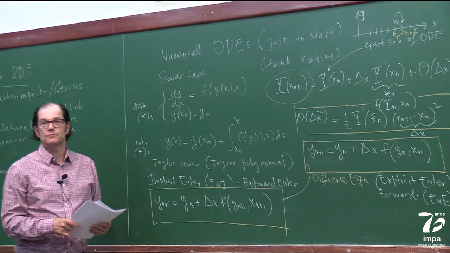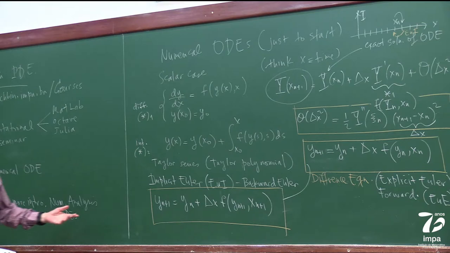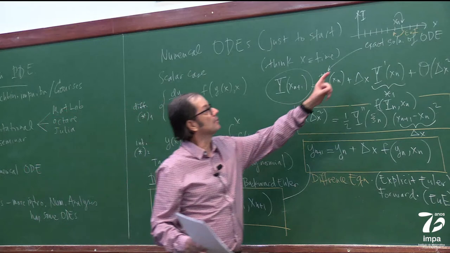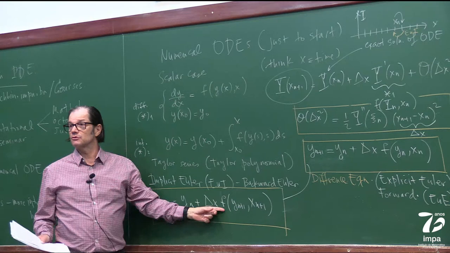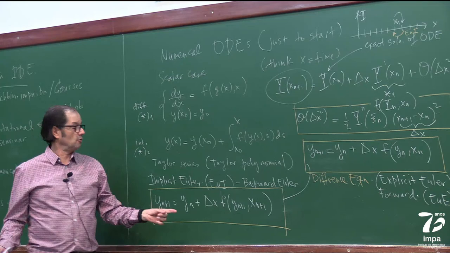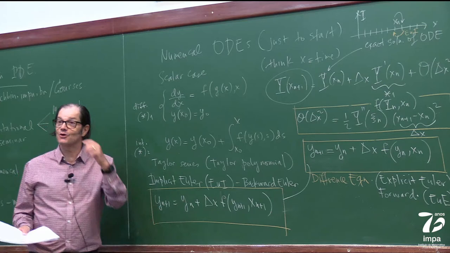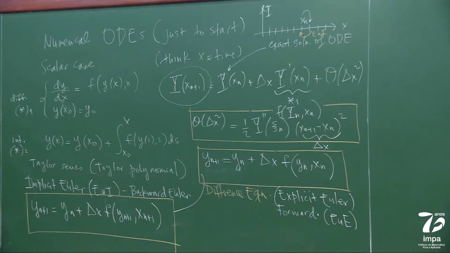All right? And this is implicit, right? Because for me to advance from this instant of time to the next one, I need to evaluate my vector field in the future. But I don't know the future. So how do I solve this? Let's see, what is a keyword from numerical methods? It's not numerical differential equations, something before numerical differential equations. What is the keyword to solve this numerically? Newton method.